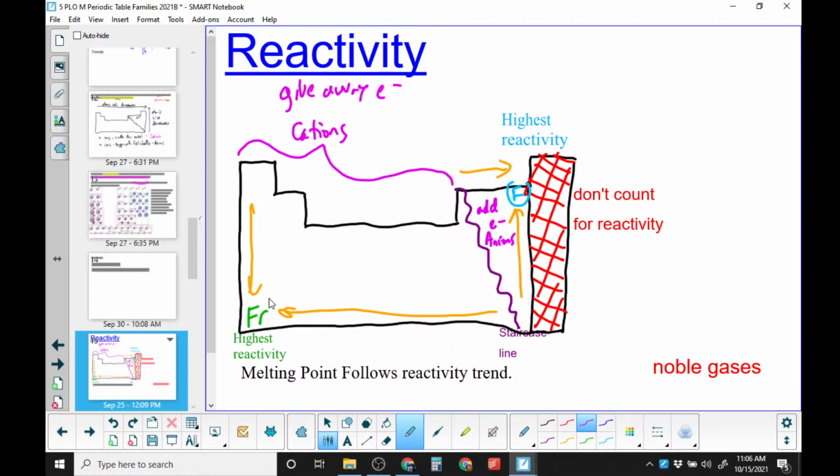So if you're trying to give away electrons, and we'll take this one first, I'm going to use down a family. Why does it become more reactive as you go down a family for the metals if they're trying to give away electrons? You haven't answered one yet. Go. Further out. So, what is the magic word that explains why they're further out?